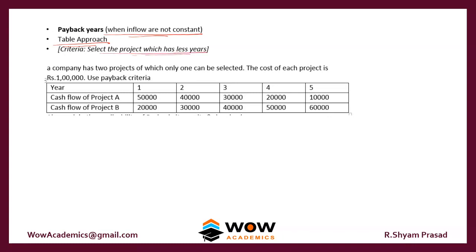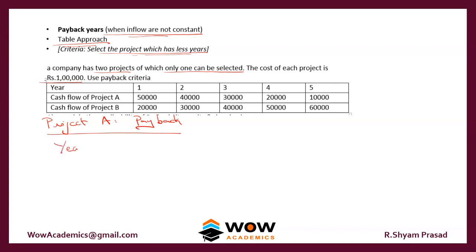A company has two projects of which only one can be selected. The cost of each project is 1 lakh. Use payback criteria. So they have two projects and we have to tell which project is better. So we'll start with project A. So project A, we'll do the payback.